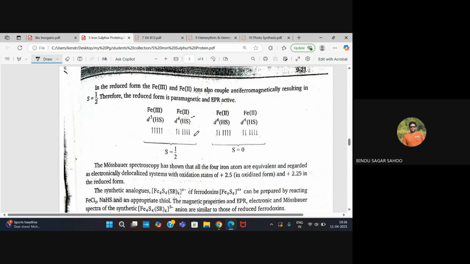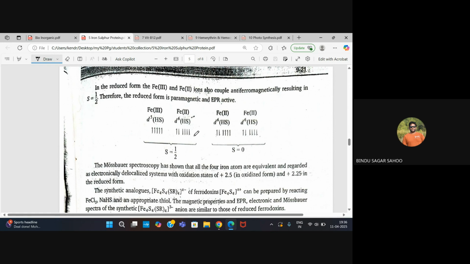Now tell me, on this side we can say the spin value is 0. But here, one Fe3 is present, one Fe2 is present. We cannot say that this amount of spin will be cancelled by this one. So the net spin value will be half. So we can predict that the reduced form is EPR active.